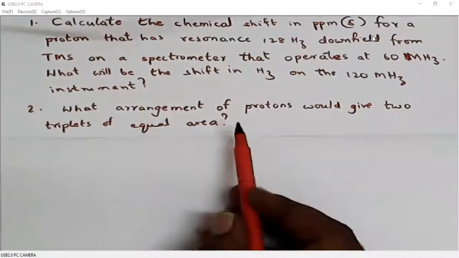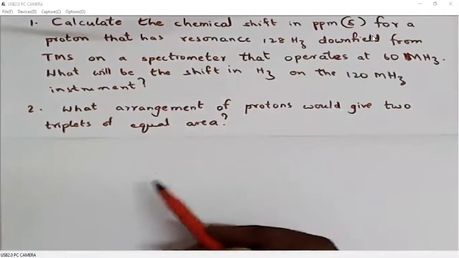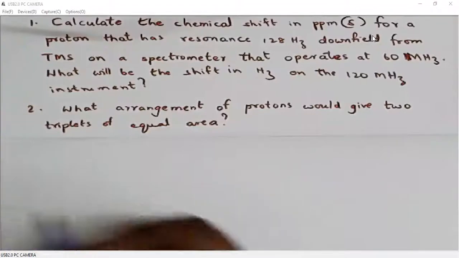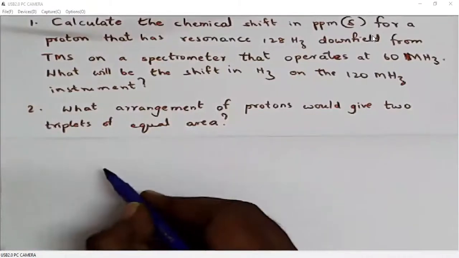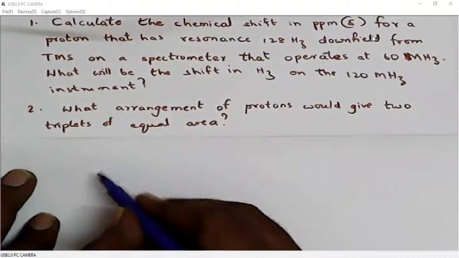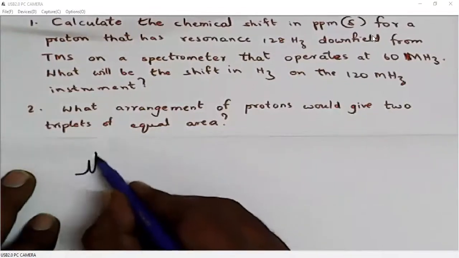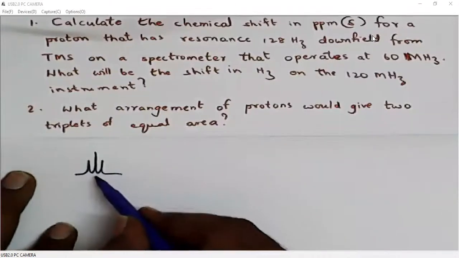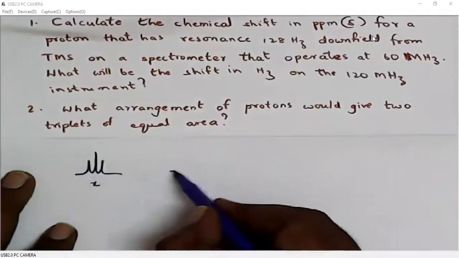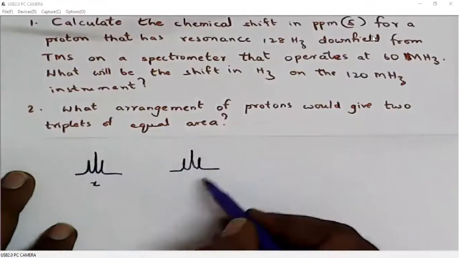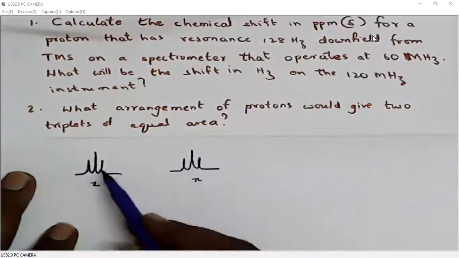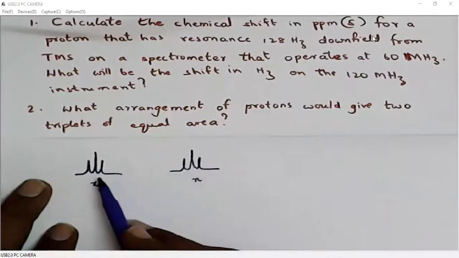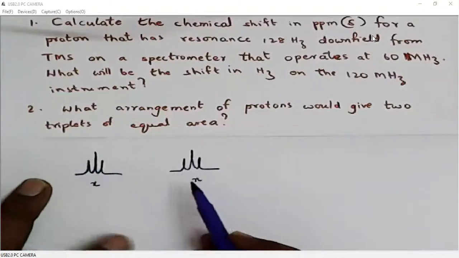Next problem: what arrangement of protons would give two triplets of equal area? So we were asked to find the structure of a compound that results in two triplets of equal area. That means if this triplet has x number of protons, then the second triplet should also have x number of protons. If this triplet has one proton, the other should also have one proton. If it has two protons, it should also have two protons.